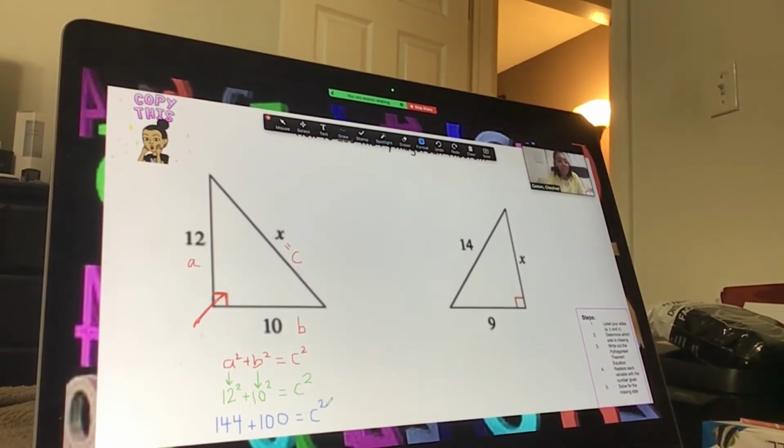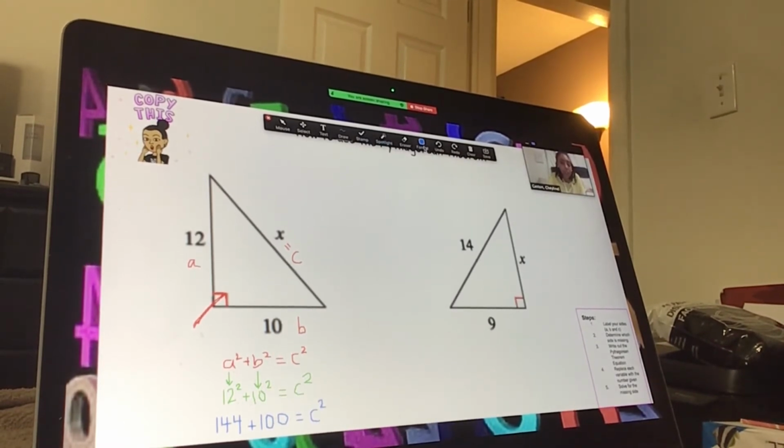Okay, so now I'm going to add these two together. When I add 144 and 100, I get 244. So I'm going to write that out. Draw an arrow so we know where I'm going with this. 244 equals C squared.